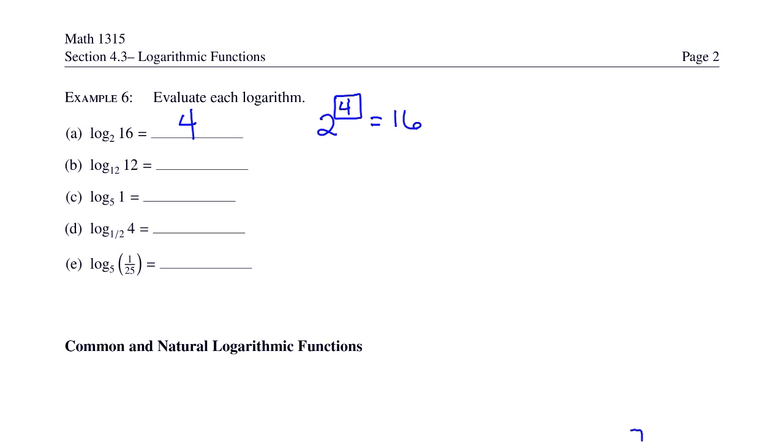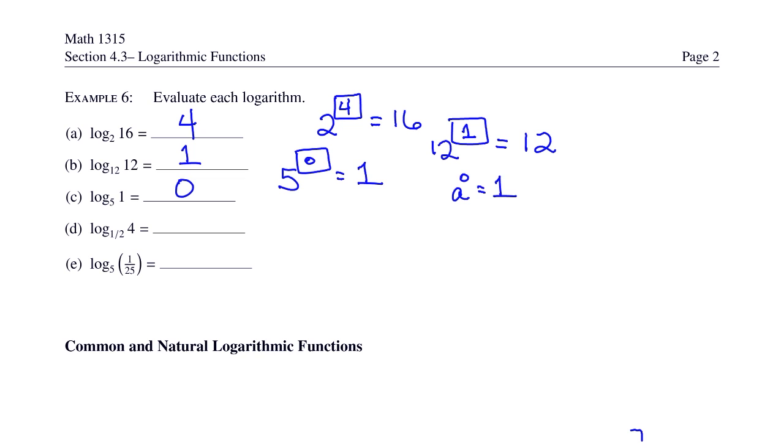Next, log base 12 of 12. So 12 raised to what power is 12? Well, that answer is 1. Next, log base 5 of 1. So 5 raised to what power is equal to 1? The answer is 0. In fact, for any positive number, a to the 0 power is equal to 1.